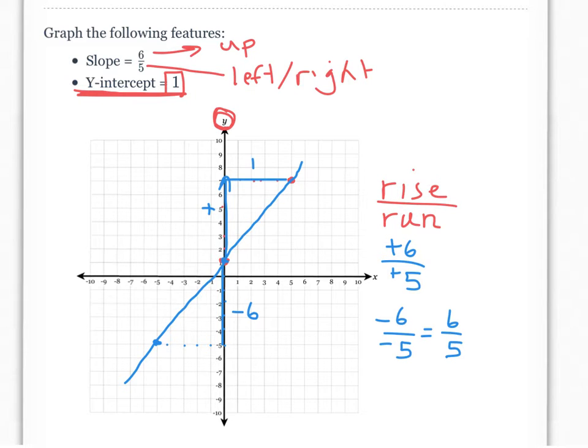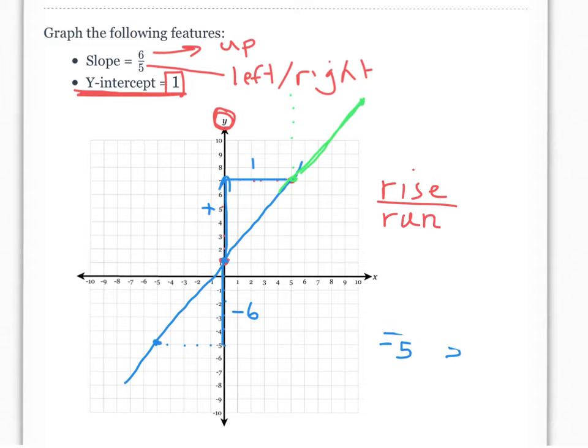Sometimes we run out of room on a graph. If I had wanted to keep going, I went up 6 and over 5 to get here. I could go up another 6, 1, 2, 3, 4, 5, 6, and over another 5. And I should end up on that same line. Those are called collinear points. So first thing we do is we go to the y-intercept, and then we do the slope.